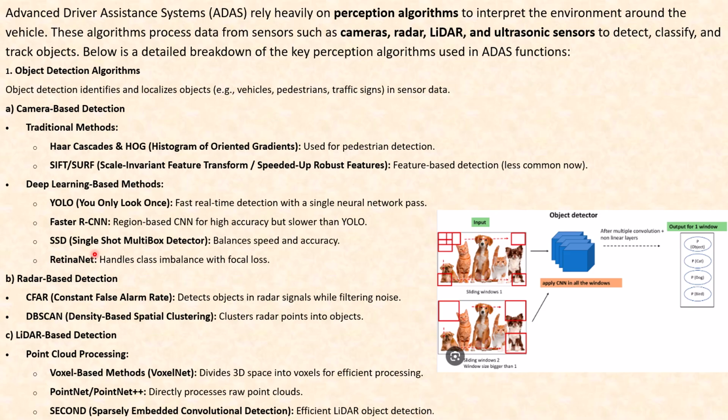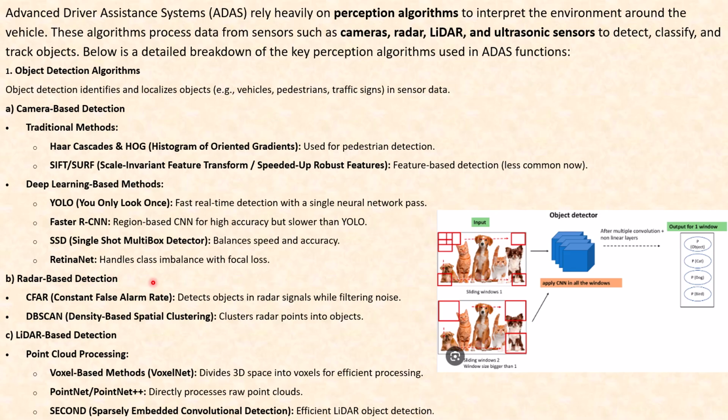Next comes the SSD, single shot multi-box detector, which balances speed and accuracy. Next comes RetinaNet. This is actually a less popular one, but still I will mention it here because it handles the class imbalance with focal loss. Now we touched upon the traditional methods, and we touched upon the deep learning methods.